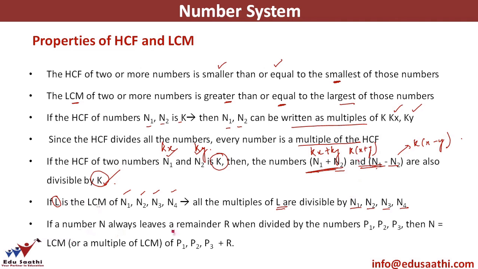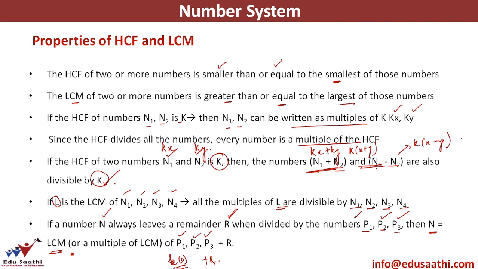If a number n always leaves a remainder of r when divided by numbers p1, p2, p3. So if n is divided by p1, the remainder is r. If n is divided by p2, the remainder is r. If n is divided by p3, the remainder is r. Then the smallest value of such n would be given by LCM of p1, p2, p3 plus r. Now LCM would give me the smallest number which is divisible by p1 and p2 and p3. That means it gives a remainder of 0. Now what is the remainder that I want? A certain r. To this I add r.